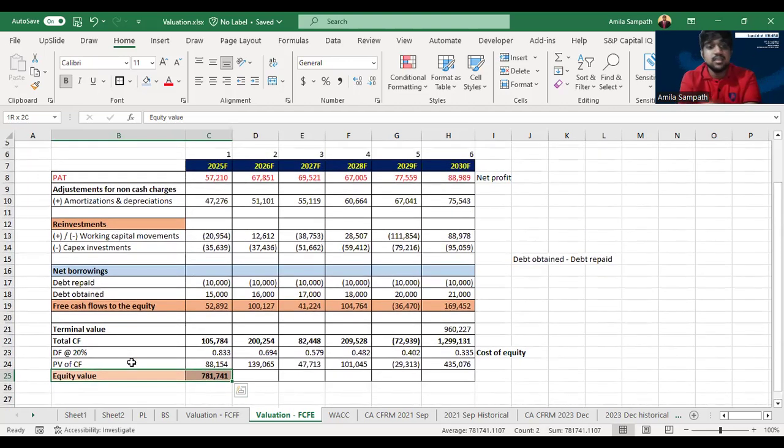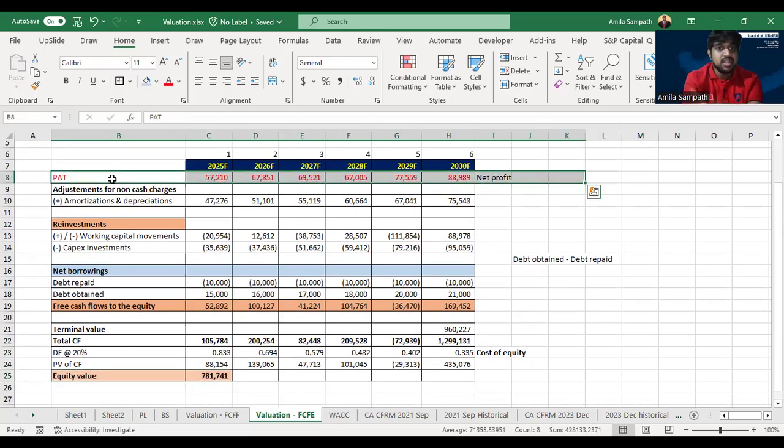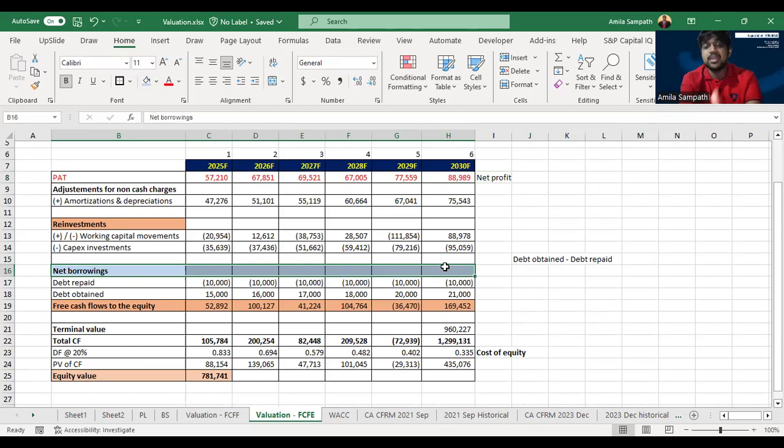The differences that we identify when we calculate the free cash flow to the equity, and based on that the equity value: one thing is we need to start from profit after tax. Then what adjustments do we need to do? Non-cash charges we need to add back, similar to free cash flow to the firm. Then we need to adjust reinvestment, similar to the free cash flow to the firm. Then what is the special adjustment here? Net borrowings, that means debt obtained minus debt repaid. Debt obtained we need to add and debt repaid we need to deduct from our profit after tax. Then we can get the free cash flow to the equity.